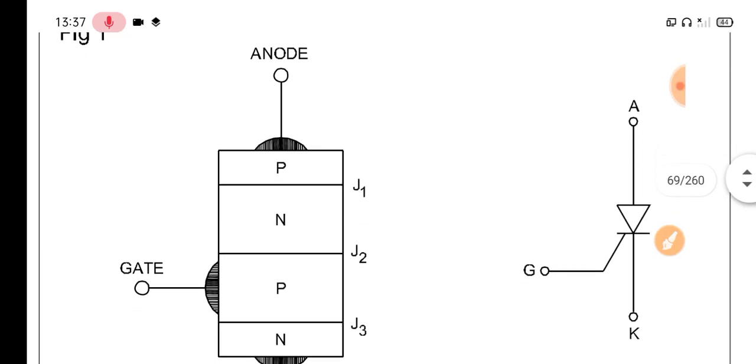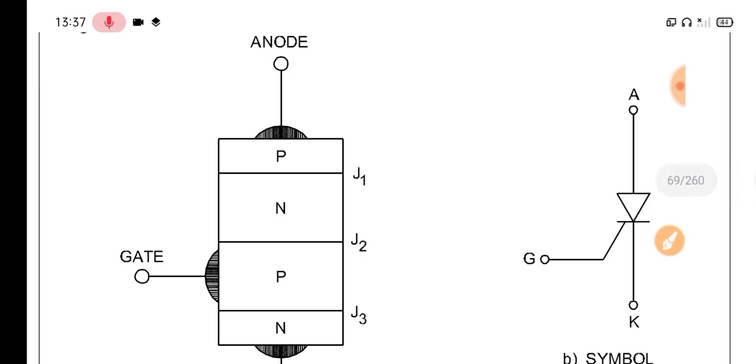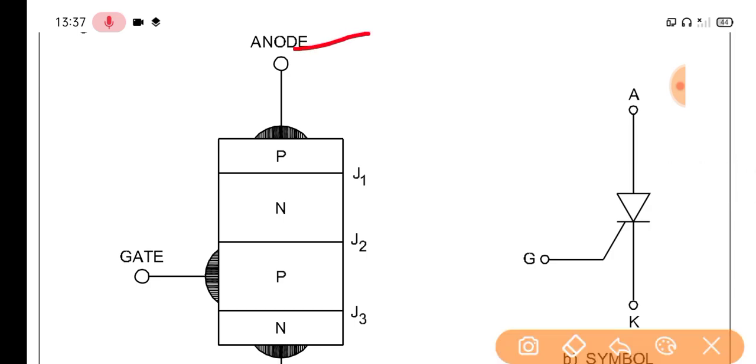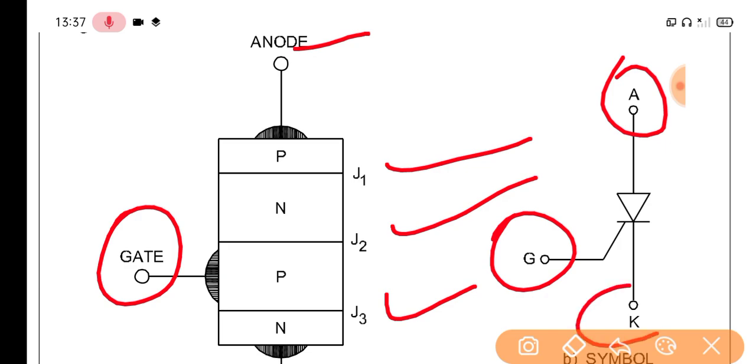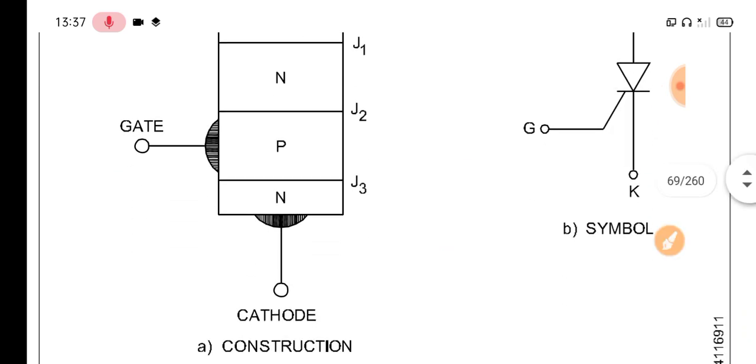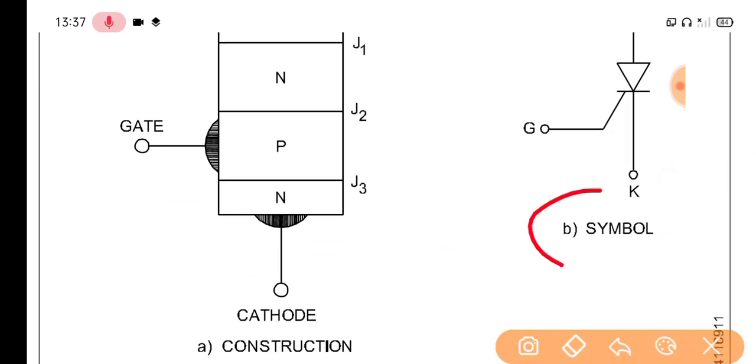In the given picture of the SCR, this is the anode, this is the gate, and these are junction 1, junction 2 and junction 3, and this is the cathode. This is the symbol and this is the construction.